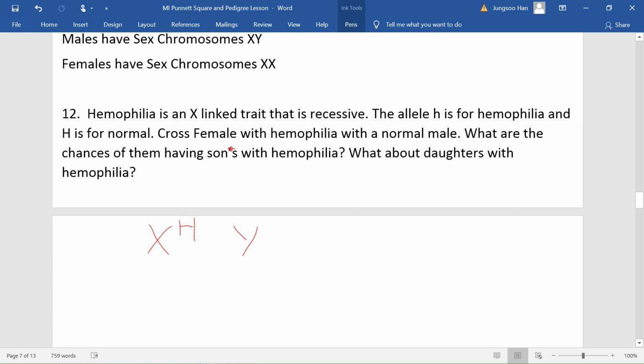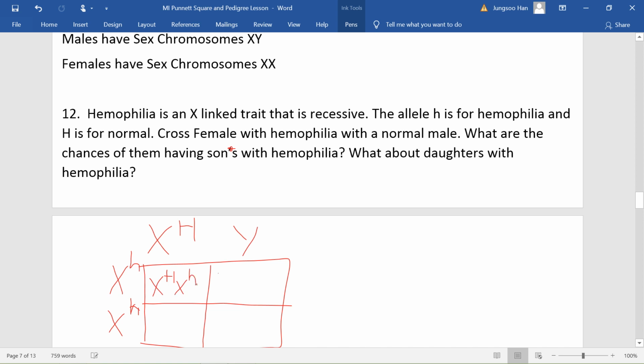Now we do the mom, the female. She has hemophilia. The only way that she could have hemophilia, because this is a recessive trait, is if she has two little h alleles on her X chromosomes. So we do the Punnett square: X big H, X little h; X little h, Y; X big H, X little h; X little h, Y.